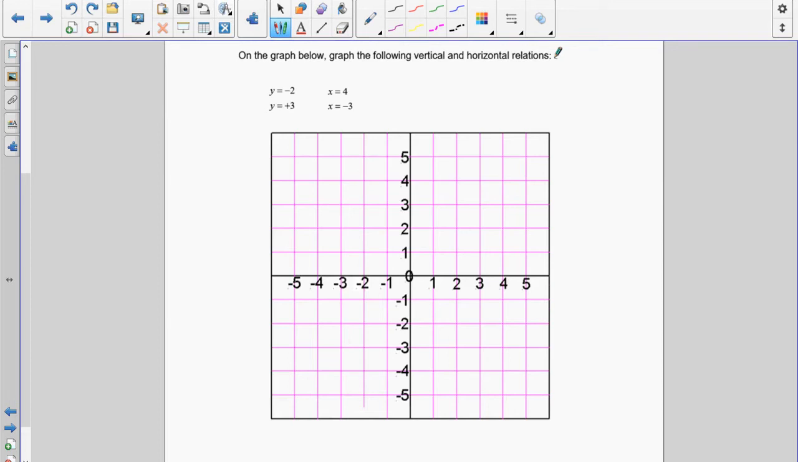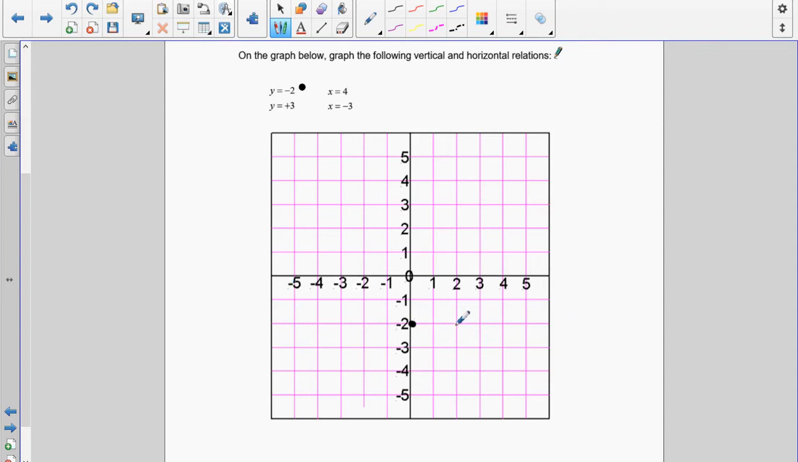For our first equation, we're going to work with y is equal to -2, right? So now I know that no matter what the x value is, y has to be -2. So I'm going to go to the y-axis, -2. So y-axis is right here, -2 is right there. Now, y is equal to -2 is going to be horizontal because the y has to stay on this level. It doesn't matter what the x is. It's going to go both ways forever.